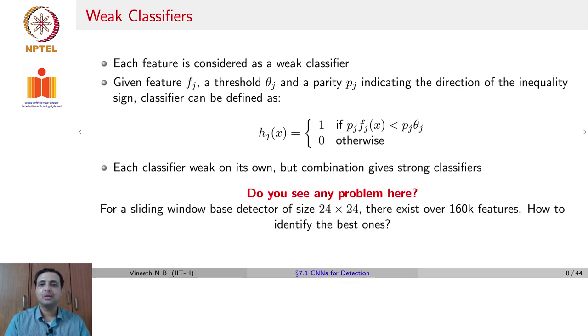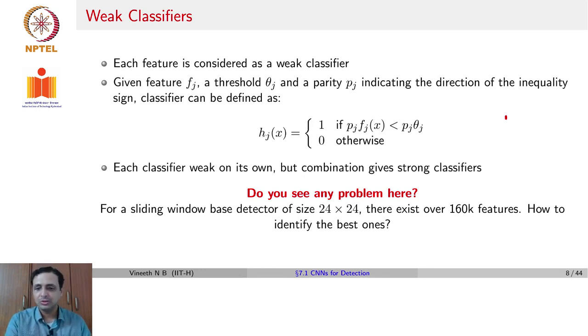If you thought carefully, even if you had a simple sliding window of 24 cross 24, and let's say that's the window you're going to slide across the image, and then inside each of those sliding windows, you're going to compute various Haar features and use this thresholding to detect whether a Haar feature says there is a face or not a face. But the problem is, if you had even just a 24 cross 24 window, there are over 160,000 features possible.